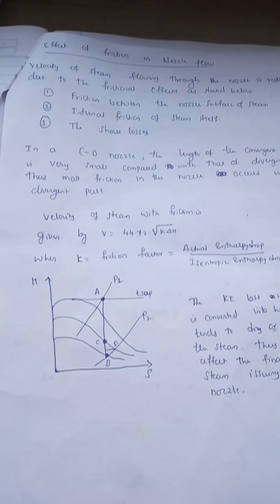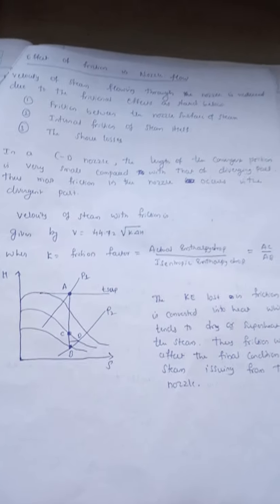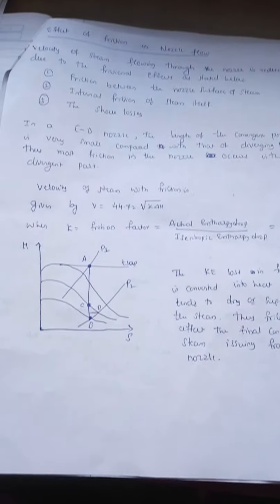Good morning. So we'll start with the second video of module 5, that is steam nozzles. So effect of friction in the nozzle flow. I said there is a friction which is happening in the nozzle. This is going to have some effect on the flow of steam in the nozzle. So velocity of steam flowing through the nozzle is reduced.